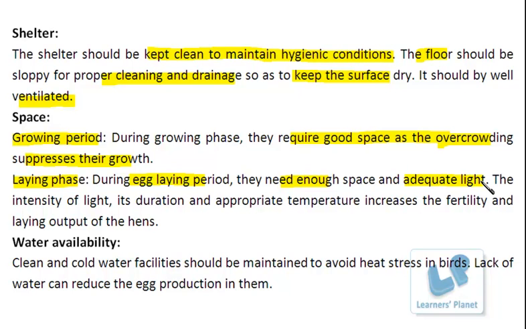Besides this, the adequate light supply is also required. The intensity of light, its duration, and the appropriate temperature, all these three things are required to be managed in a very proper manner, because this increases the fertility and laying output of the hens. So this fertility and the laying capacity, right, if it has to be improved in these organisms, of course these three factors should be managed. And for that, proper bulbs or the lights, its on off system, all these things are to be managed in a proper way.